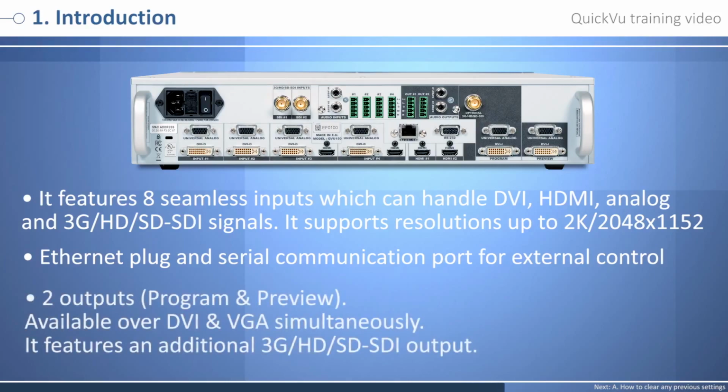It features 2 outputs, program and preview, both outputs available over DVI and VGA simultaneously. The QuickVu reference QVU150-3G features an additional 3G, HD, SD, SDI output.